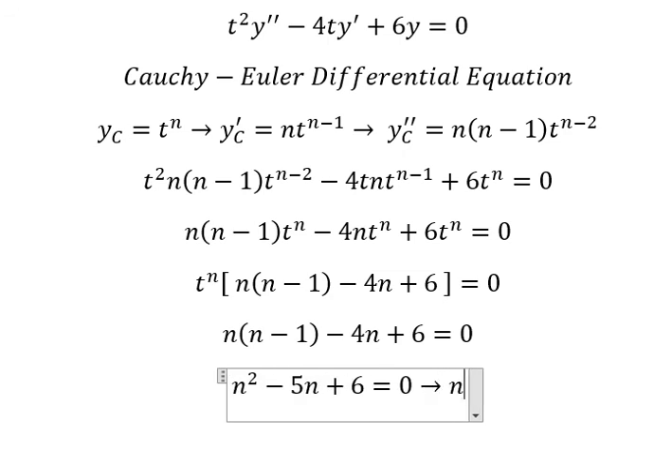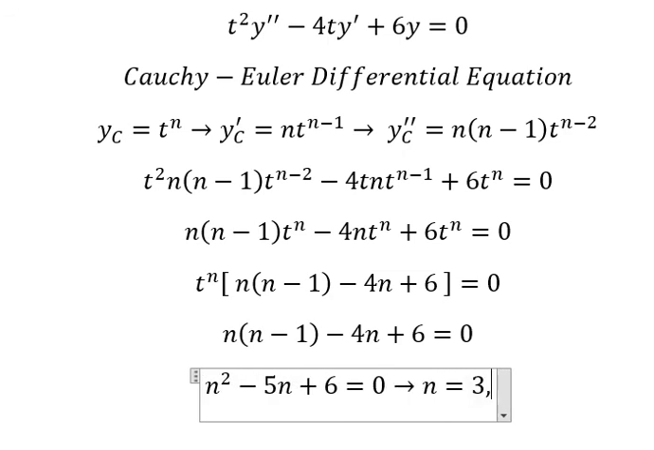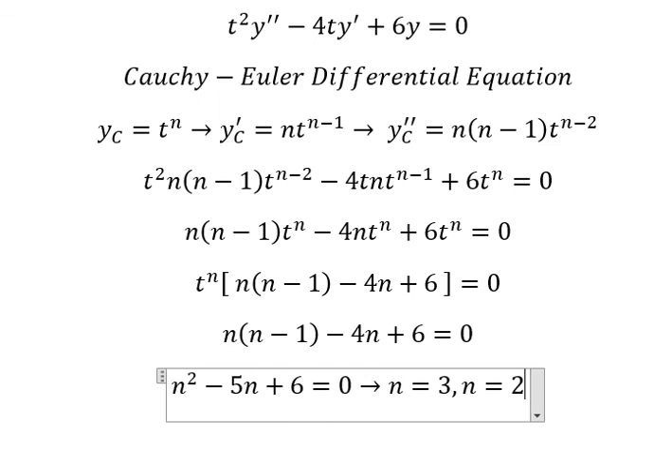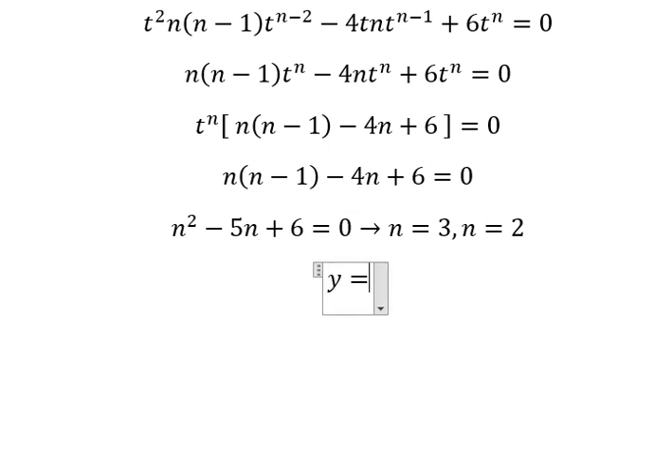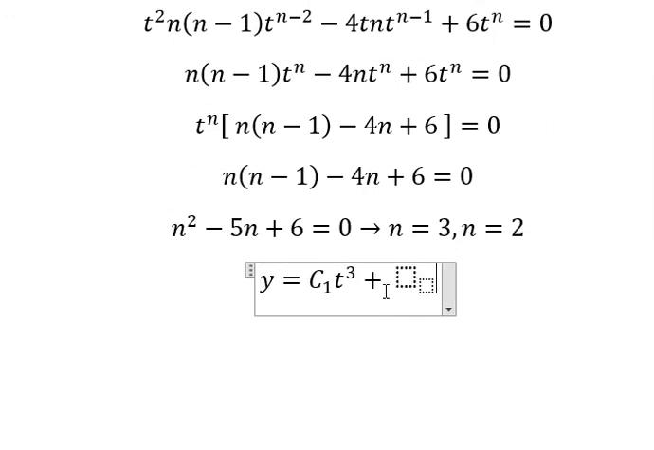So we have n equal to number 3 and n equals to number 2. So we have the final answer. So we have y equals to c number 1 t to the power of n. So we change n into number 3, and we have c number 2 t to the power of number 2.